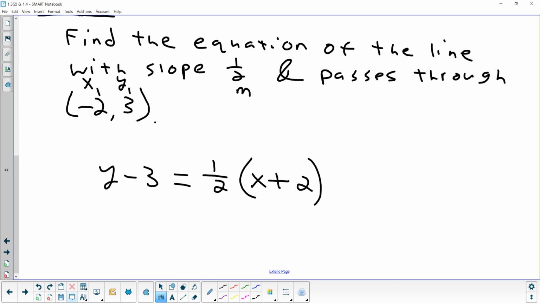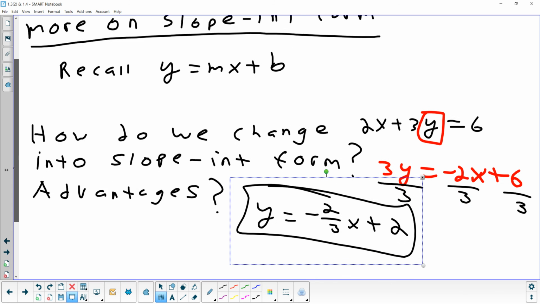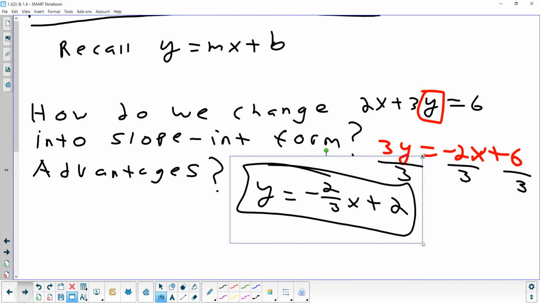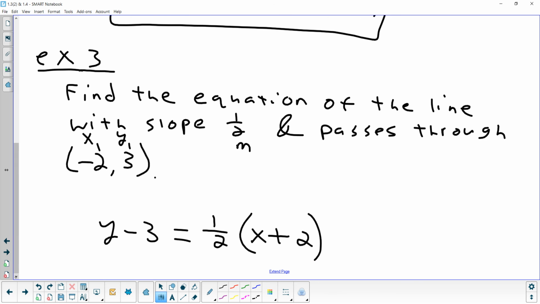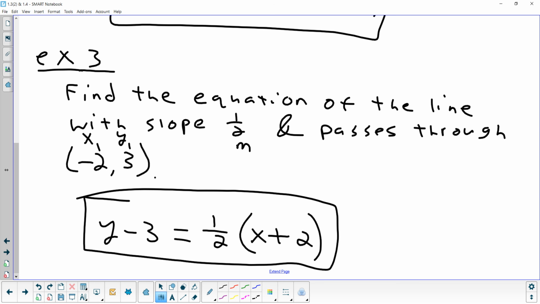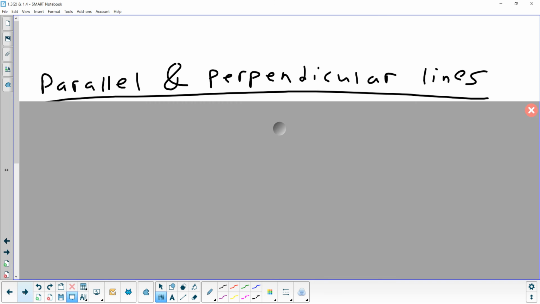Now, if we didn't want it in point slope form, you could do the same thing we just did here. You could get y by itself. You'd have to distribute out the 1/2 and then add 3, and you'd be done. Okay, but I'm going to leave that in point slope because it didn't say I couldn't. So let's just leave it like that. Any questions on it?